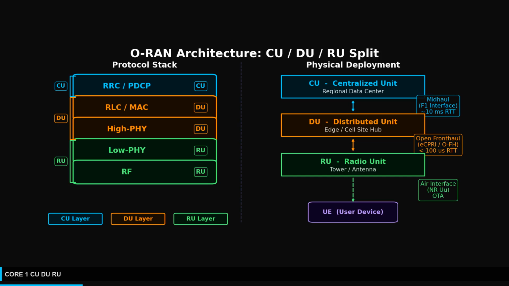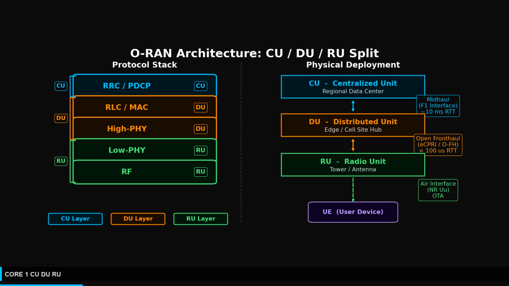Finally, the RU, the radio unit. This sits at the tower. It handles the low PHY and the actual radio frequency conversion. It takes digital samples and turns them into the waveform that leaves the antenna. So the chain is CU to DU over the mid-haul and DU to RU over the front-haul.